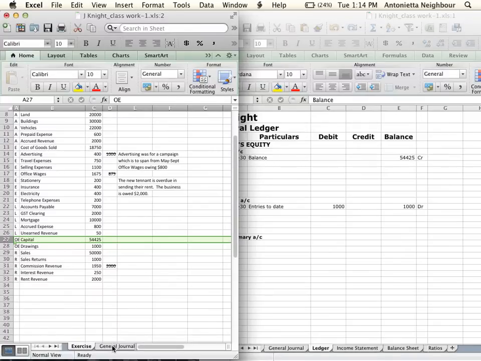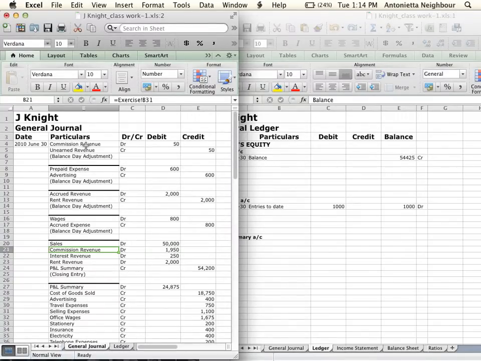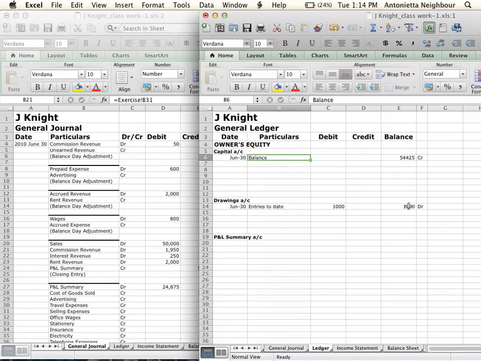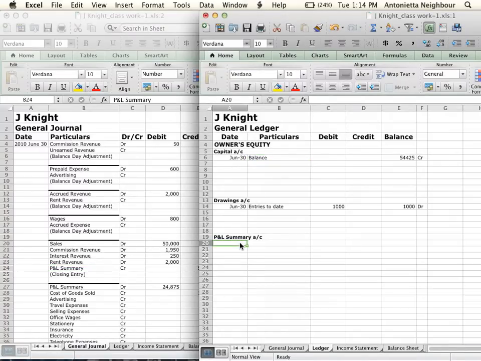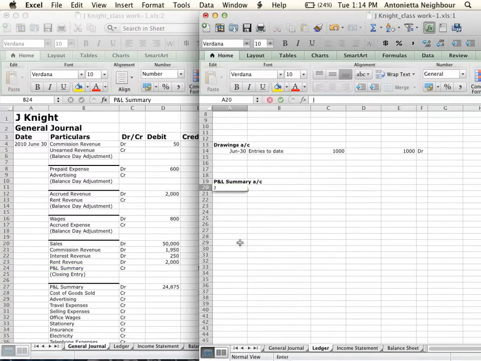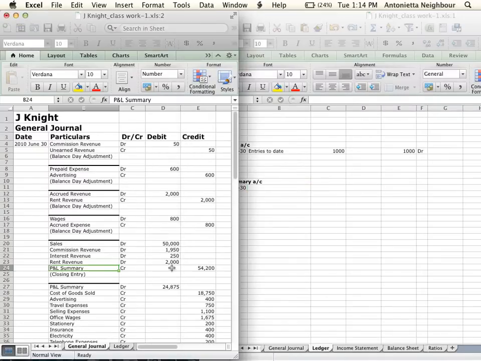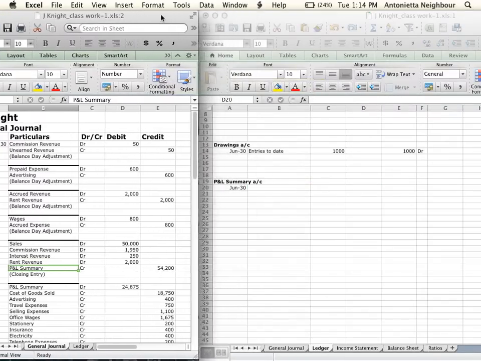All right, so in the general journal then, what you do basically is you scan down, after you've put those 2 amounts in from the exercise, work your way down the general journal looking for either the account capital or P&L summary. And there's P&L summary there. P&L summary credit, 54,200. So in the P&L summary account, let's record the date, June 30. And the account is going to be credited by 54,200, but I'm not going to put just 54,200. I want to know the individual amounts that made up the 54,200.